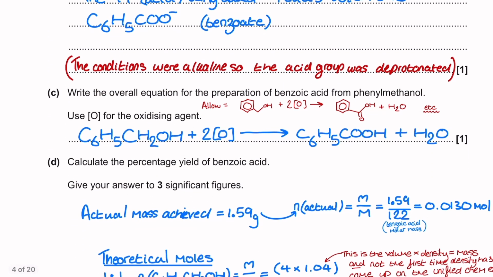Write the overall equation for the preparation of benzoic acid from phenyl methanol. Use O in square brackets for the oxidizing agent. This isn't wildly different at all from anything you've done. It's just interpreting the formula. I would personally give skeletal. I love a bit of skeletal, and we've not been told to use a specific style of formula, so that is fair game to consider.